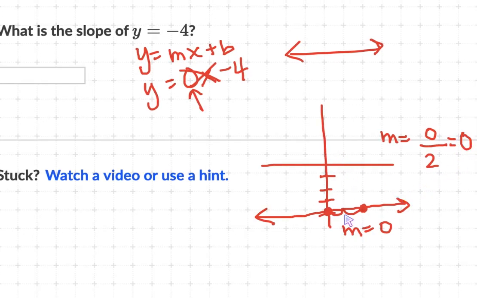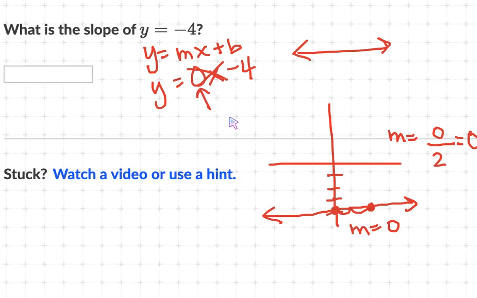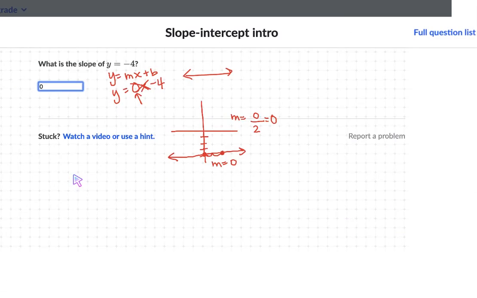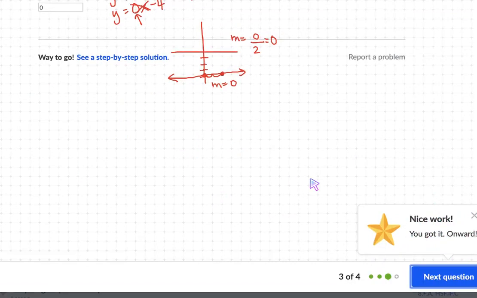A flat line is always going to have a slope of 0. So the other way you could figure it out, like I said, was to put it in y equals mx plus b form, and you saw that it had to be 0 times x to make that disappear. So this is a slope of 0. Let's try one last problem before we end for today.